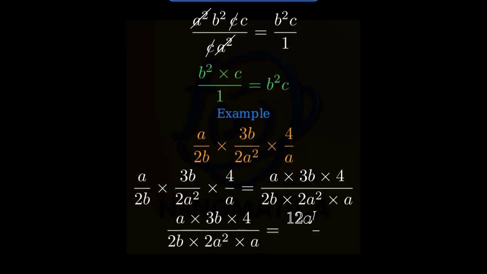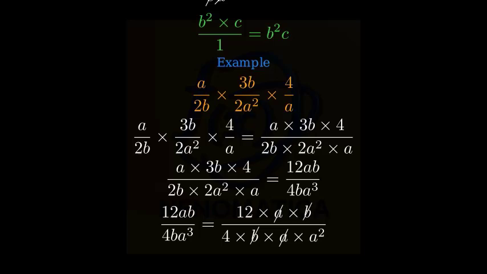Now, let's multiply the terms in the numerator and denominator separately. In the numerator, we have a times 3b times 4, which equals 12ab. In the denominator, we have 2b times 2a squared times a, which gives us 4ba cubed. Now, let's rearrange the terms to better see what can be simplified. In the numerator, we have 12 times a times b. In the denominator, we have 4 times b times a cubed.